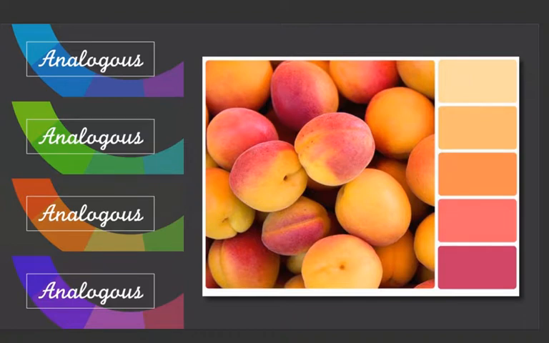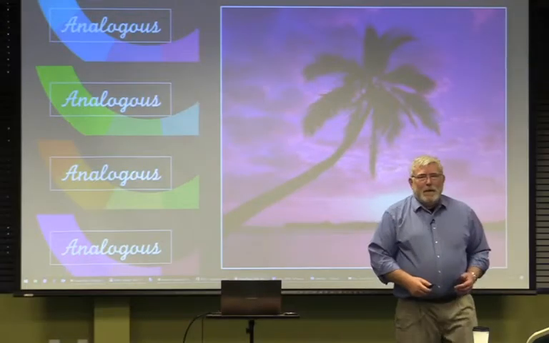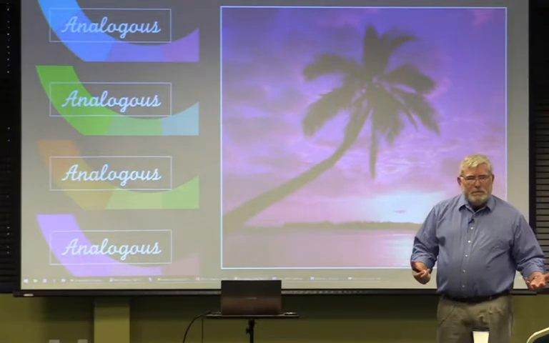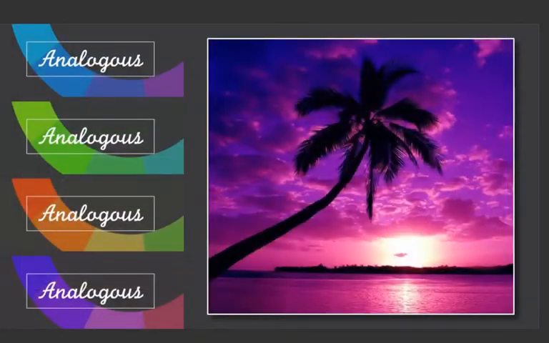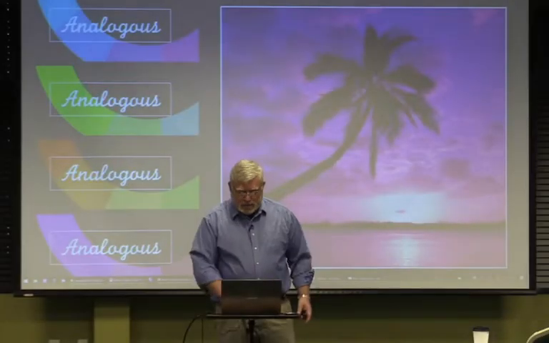A sunset made up of analogous colors. Colors that are along the same side of the color wheel. This picture's actually been photoshopped a little bit. I didn't do it, but I suspect it's been photoshopped a little bit. But you can do that to enhance certain effects.